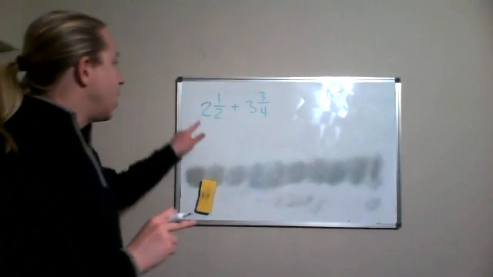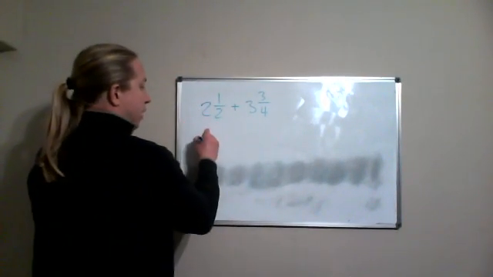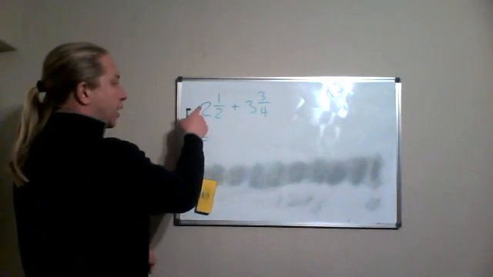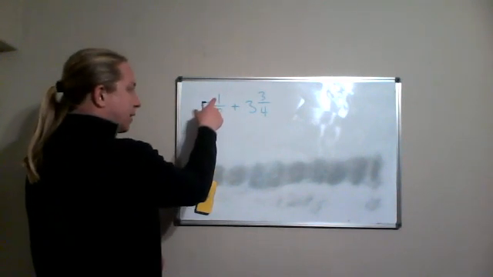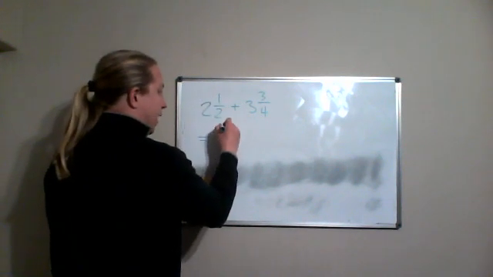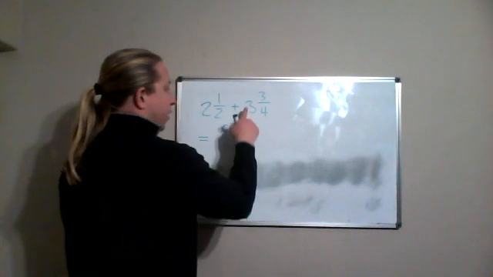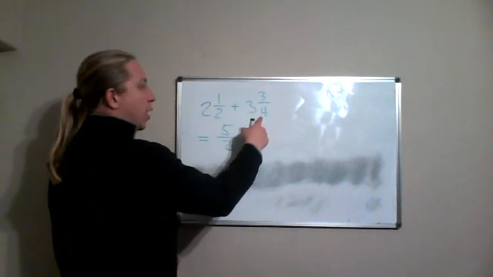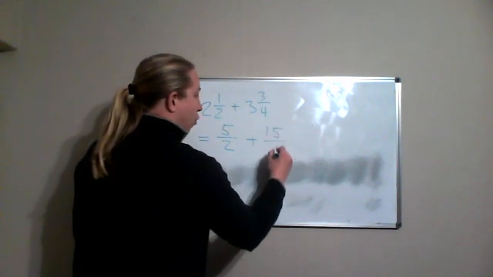So step 1, we need to convert this whole number into pieces. So equals, the quick way is to say 2 times 2 is 4 plus the 1 that I have there, which is 5 over 2. Plus 3 times 4 is 12 plus 3, 15 over 4.